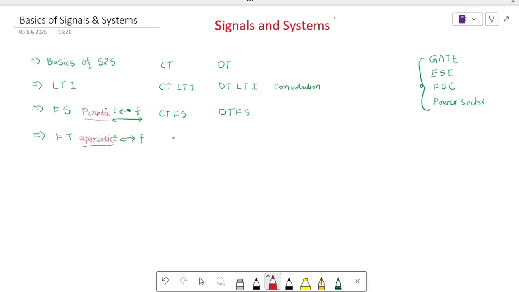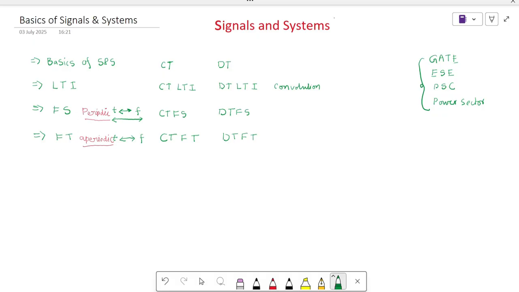In the Fourier transform also, for continuous time signals, it is called the continuous time Fourier transform. So here also we have two Fourier transforms: one Fourier transform for the continuous time representation, another one the discrete time Fourier transform. So there is a major difference between the Fourier series and the Fourier transform.